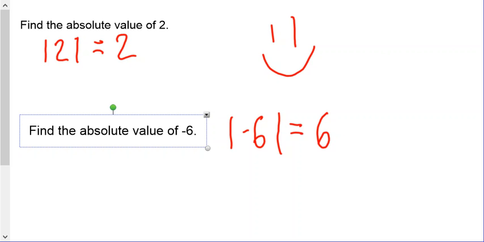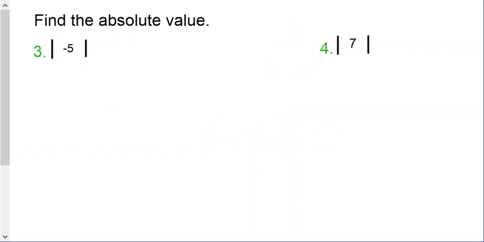All right, now it's your turn. Go ahead and pause right here and try these 2 problems on your own and see how you do. Right, make sure these are in your notes. The absolute value of -5 is +5, and the absolute value of +7 is 7. Hopefully you're making sense of absolute value at this point: when we're dealing with absolute value, we are just seeing how far that number is from 0.